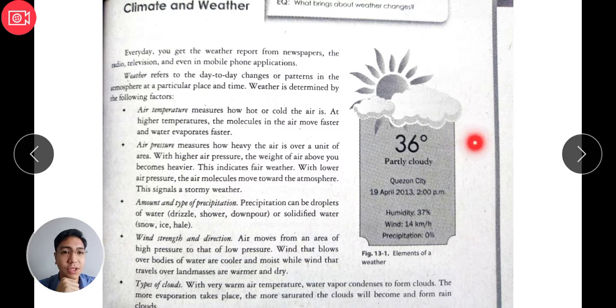So, the type of clouds na-form sa taas ay nakaka-apekto rin sa weather noong isang area. So, that is weather. When we say weather, day-to-day changes or patterns in the atmosphere at a particular place and time. And these are the following factors na makaka-apekto sa ating weather.